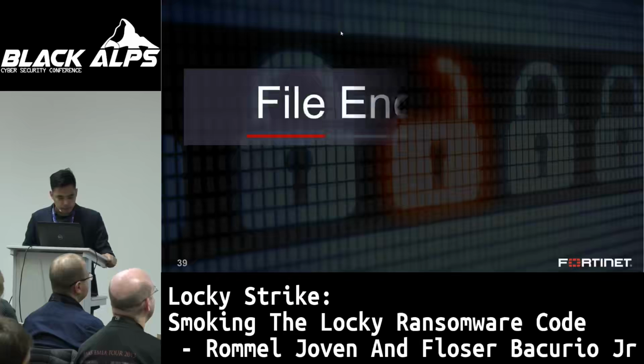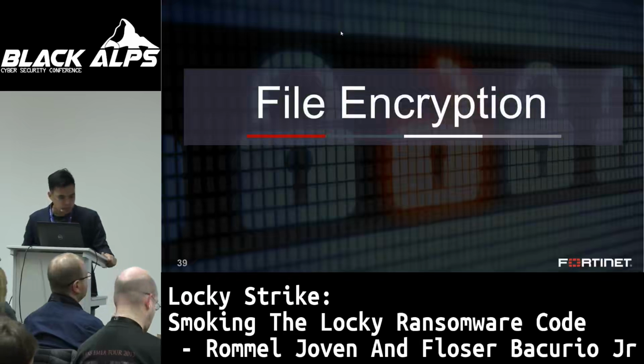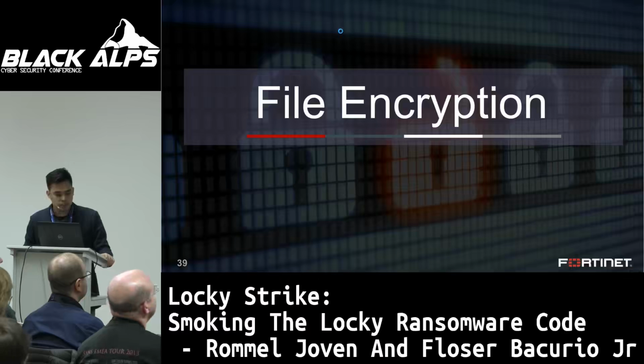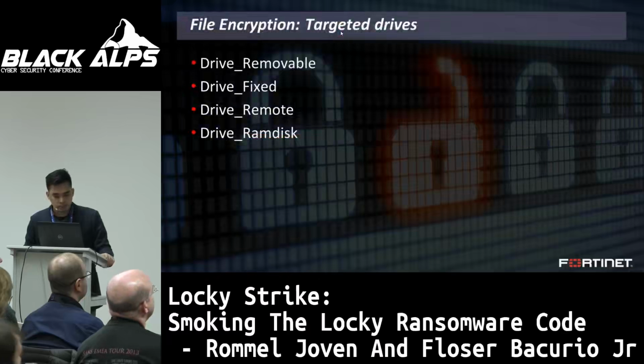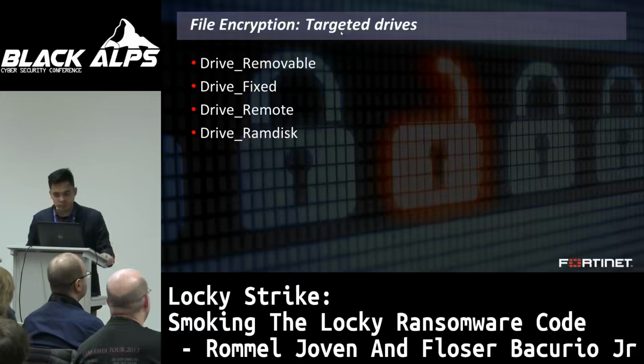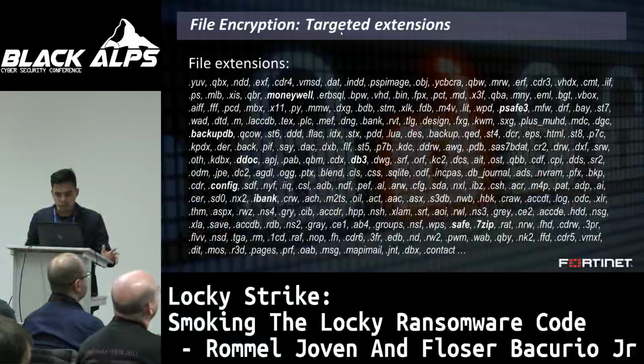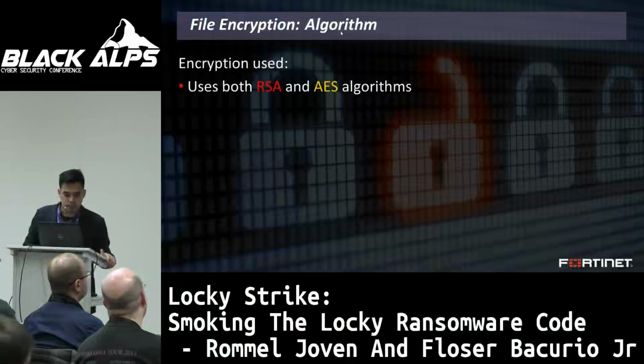Okay, then next, after connecting to the CNC and having the RSA public key ready, it will now proceed to the file encryption. These are the targeted drives by Locky: removable, fixed, remote, RAM disk. So it infects all possible drives connected to the user. And these are some extensions. We found that around 460 extensions are being targeted by Locky.